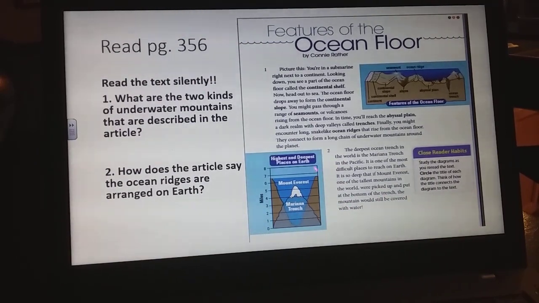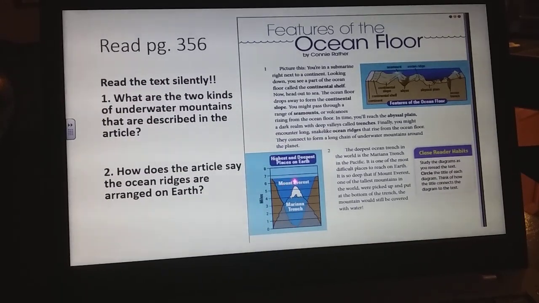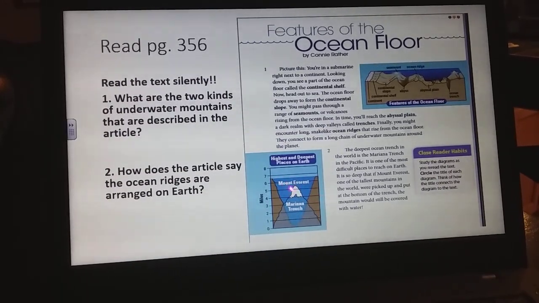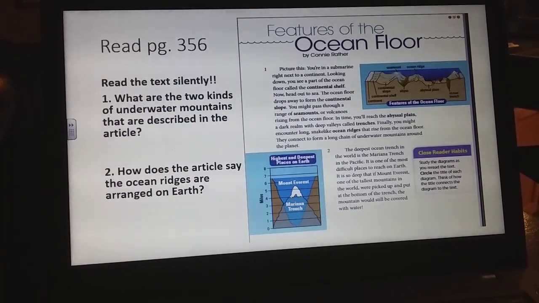So now I understand my diagram a little bit more. This visual here, when it says Mount Everest, it's just showing you what would happen if this particular structure, if this mountain, were actually placed inside of the Mariana Trench. It shows you how deep down it would go. So with that said, let's answer some comprehension questions over to the side here.